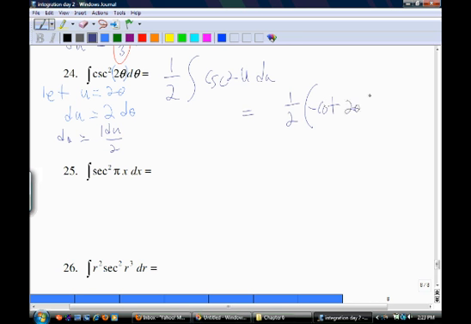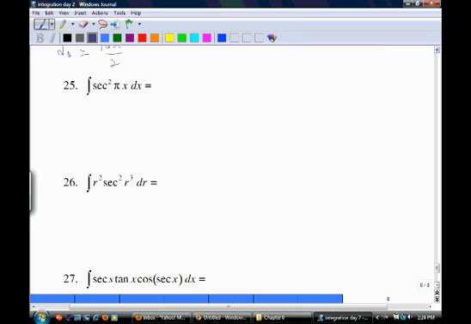Last one here, 25, next one. Secant squared. So again, let u equal pi x, which means that du is equal to pi dx. So that means my coefficient is going to be 1 over pi times the integral of secant squared pi x, which becomes u du. Take the integral of that, I get 1 over pi times, and the integral of secant squared is just tan, so it's basically just tan. U is pi x plus c, and I'm done.